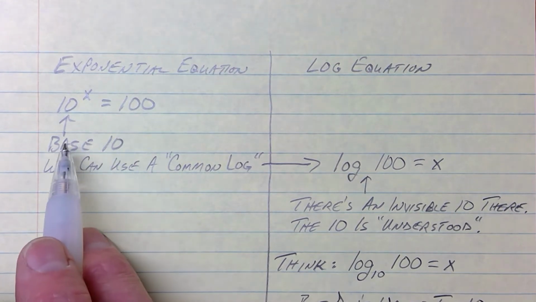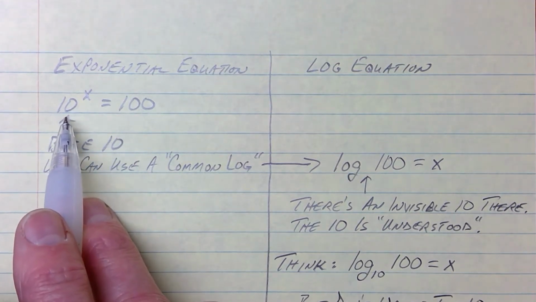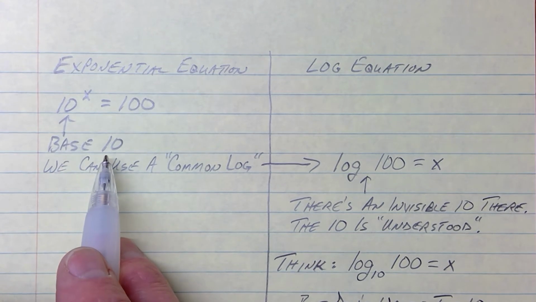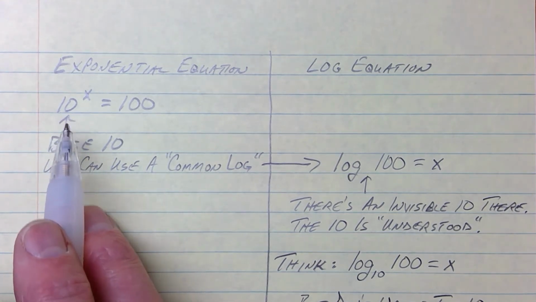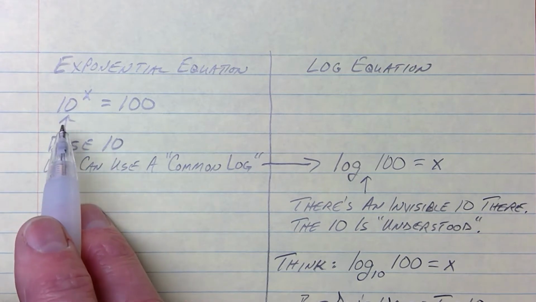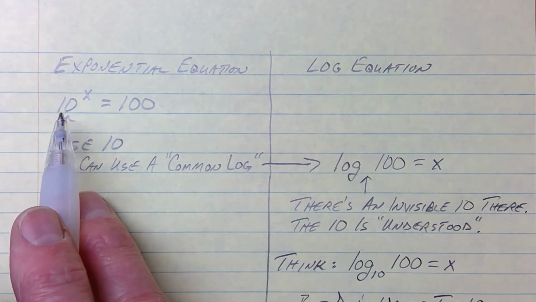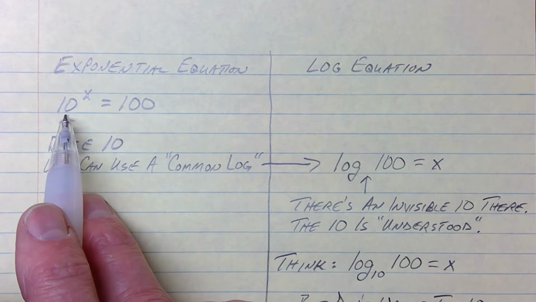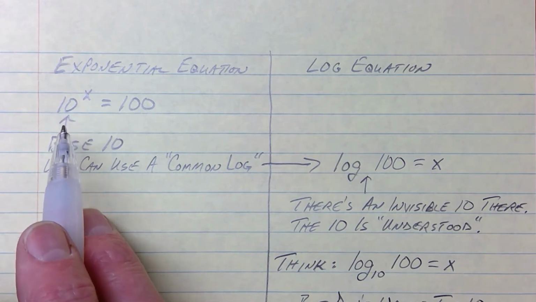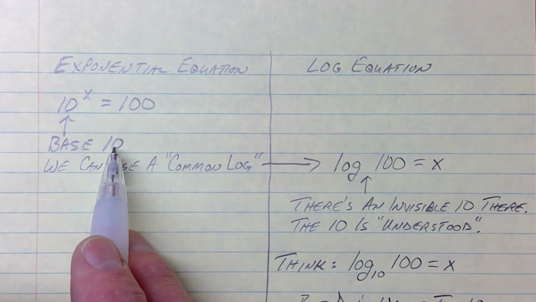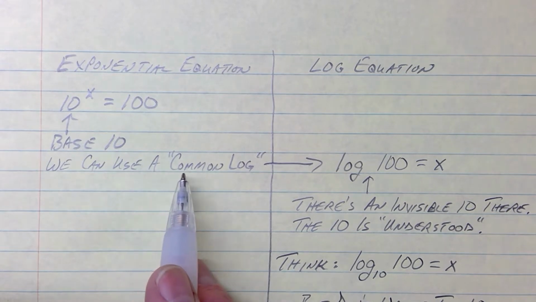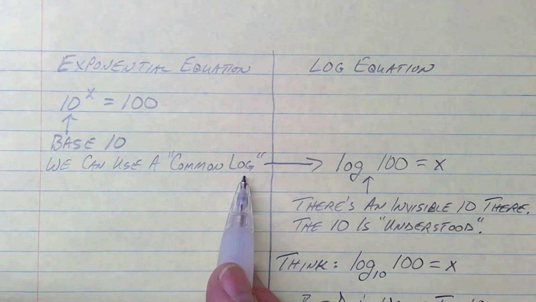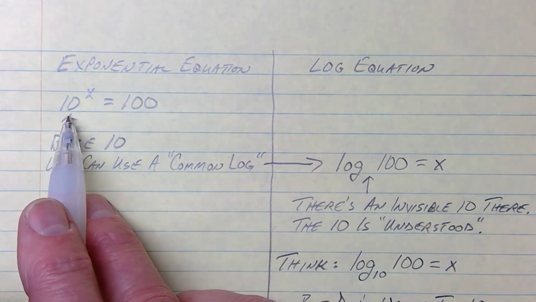Now notice that the base on this one is 10. The language that we're speaking is base 10. Base 10 is kind of like English in the United States. It's the language that everybody speaks. Every calculator speaks base 10, even the cheapest scientific calculator or the 4-function calculators. We use base 10 so much that we call it a common log, because any calculator can speak base 10.